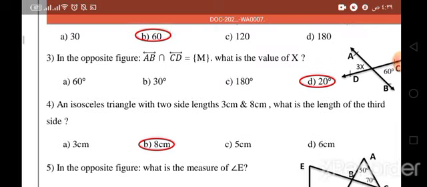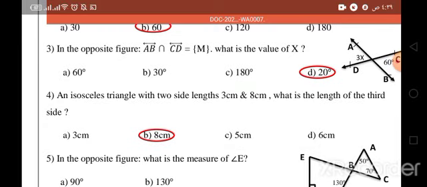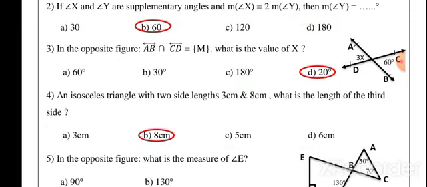Question number 3. In the opposite figure, AB intersects CD. That means vertically opposite angles, right? So 3x will be 60. Dividing 3x and 60 by 3, we get x equals 60 divided by 3, which equals 20 degrees.